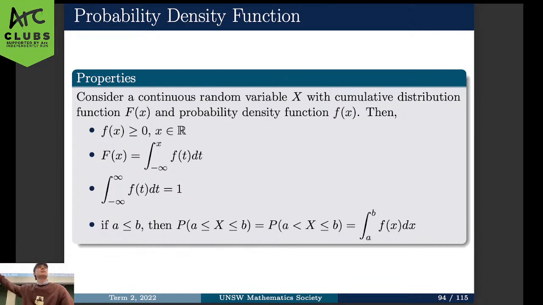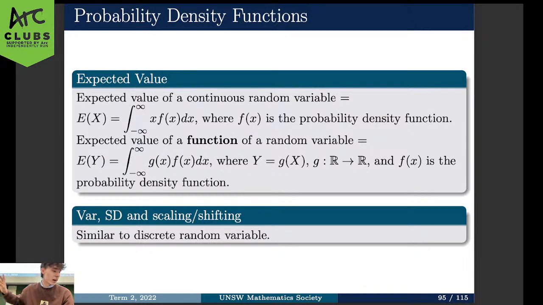The function needs to be greater than or equal to 0 for all x. Also, the cumulative distribution function, or the CDF, is the integral of our PDF from negative infinity to x. Additionally, if we integrate our PDF from negative infinity to infinity, that should be equal to 1. And the important part here is to find the probability of our random variable lying within some range, a to b. That is the integral from a to b of our probability density function.